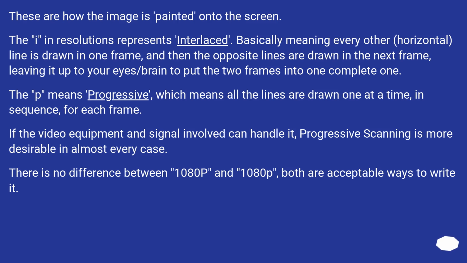These are how the image is painted onto the screen. The I in resolutions represents interlaced, basically meaning every other horizontal line is drawn in one frame, and then the opposite lines are drawn in the next frame, leaving it up to your eye/brain to put the two frames into one complete one. The P means progressive, which means all the lines are drawn one at a time, in sequence, for each frame. If the video equipment and signal involved can handle it, progressive scanning is more desirable in almost every case. There is no difference between 1080p and 1080P, both are acceptable ways to write it.